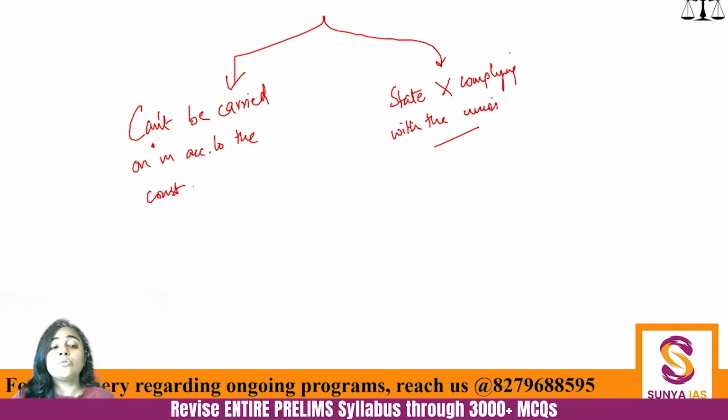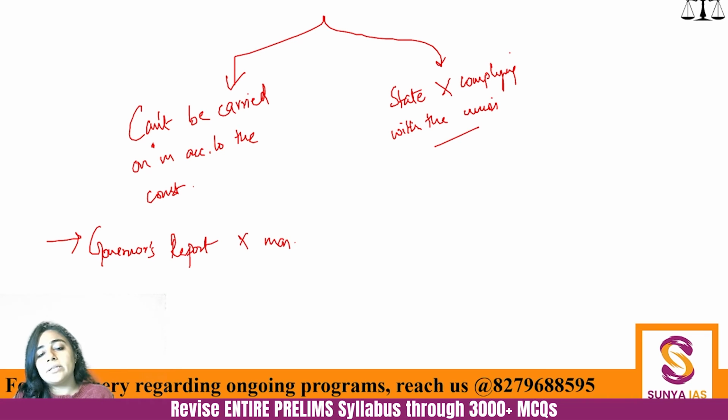Now, another thing that you need to write. Governor will send a report to the President of India saying that an emergency should be imposed. But does that mean that only on the basis of governor's report the emergency can be imposed? No. Even without governor's report, the president's rule can be imposed. Governor's report not mandatory. Please remember.